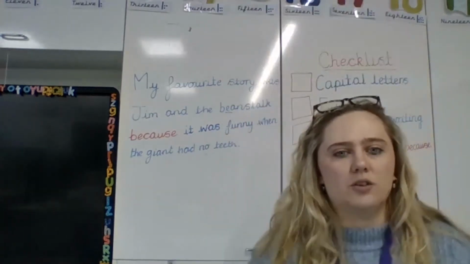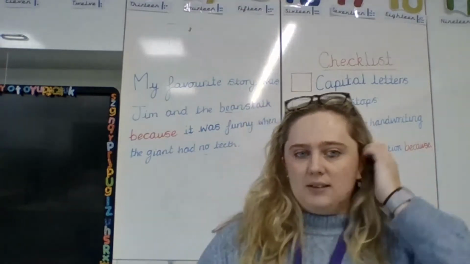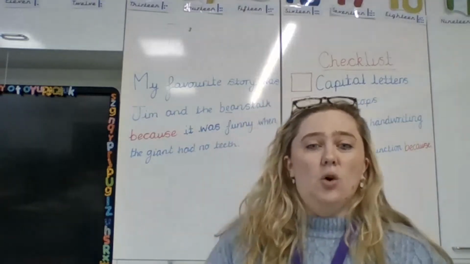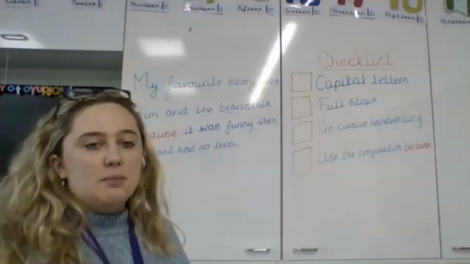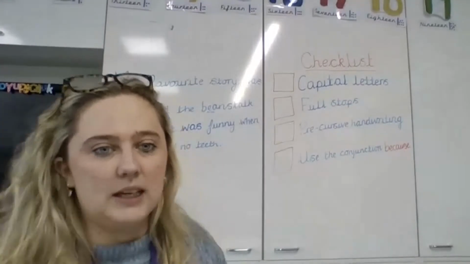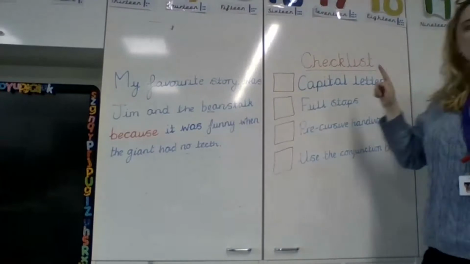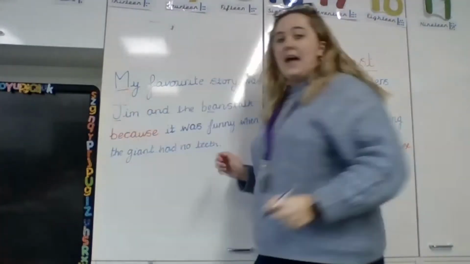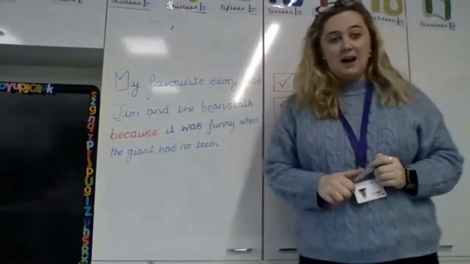Now, if you'd like to challenge yourself even more and write me 2 sentences, that would be fantastic. But before you go, we're going to make sure that I've got everything on my checklist. So there's my checklist just there. Let's have a look and see if I've got everything I need. So first point, capital letters. Let's see. I've got one there. I've got one there. Those are all the capital letters I need. So I'm going to give myself a tick in capital letters.